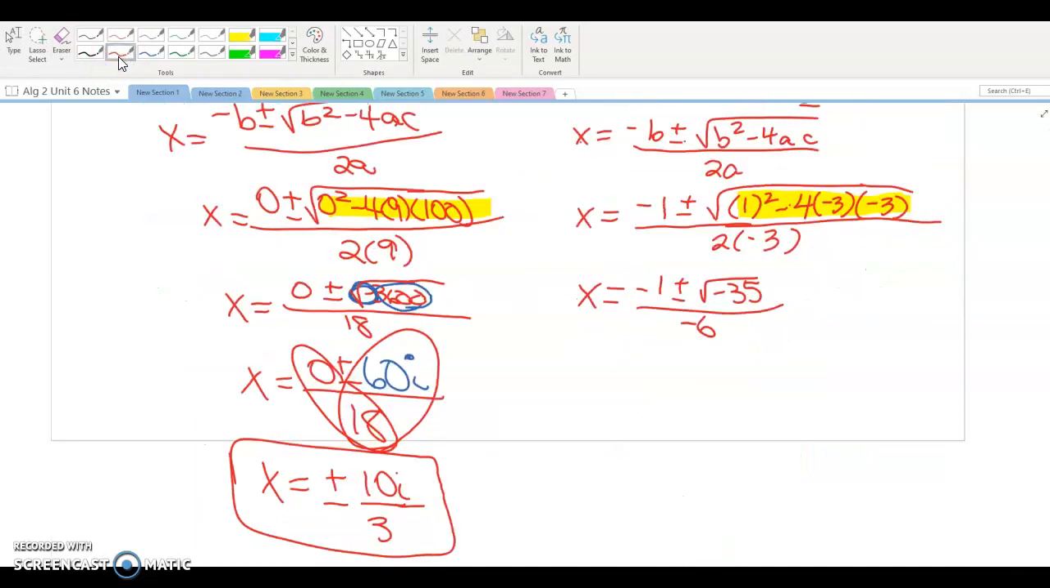So now we got to see if our square root reduces. So think about 35 as it being not a negative. Is 35 a perfect square? No, so it's not going to reduce. But I don't like that negative symbol there. You got it.